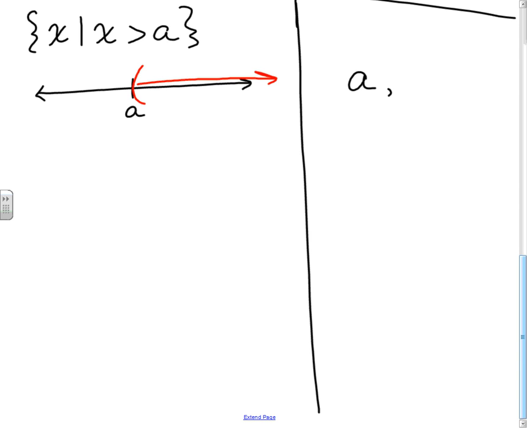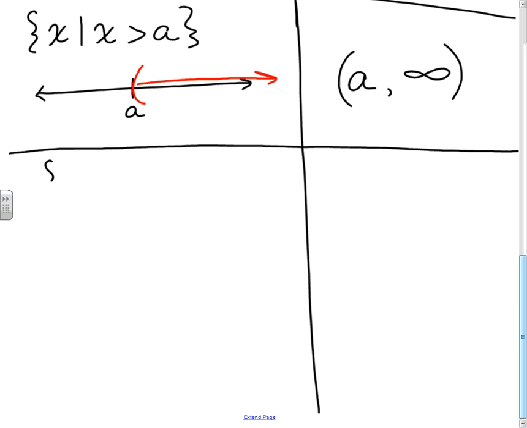Now, this interval starts at A. But where does it end? Positive infinity. All right, now, do we include A in our solution? No. Infinity, we don't actually know what that number is, so we will use a parentheses with infinity as well.